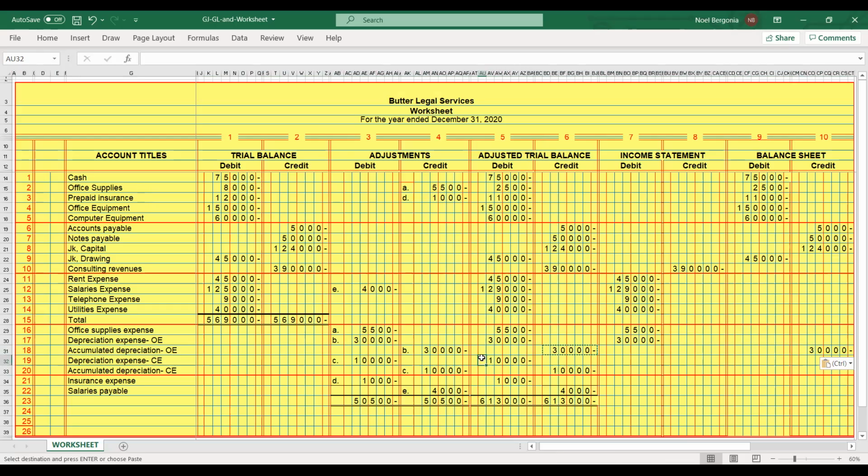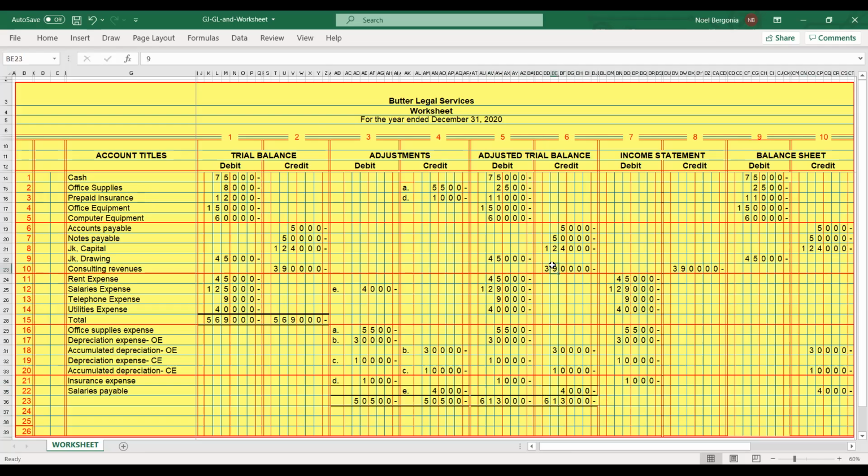Next, depreciation expense, computer equipment, so 10,000. So that will go to the income statement, no, since this is an expense, debit side. Next would be the accumulated depreciation, 10,000. So sa balance sheet ulit, since this is a contra asset account. Insurance expense, so this is an expense account to be found in our income statement. So debit side ng income statement. And then lastly, we have the salaries payable, 4,000. Okay? And that would be under your balance sheet kasi that's a liability account. Okay? So I hope that that is clear ha.